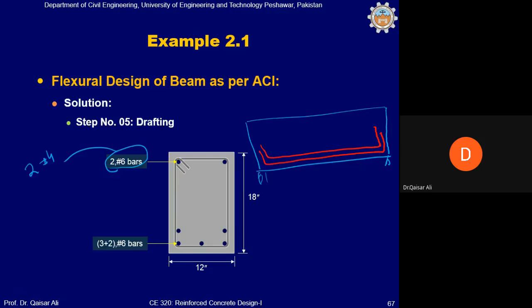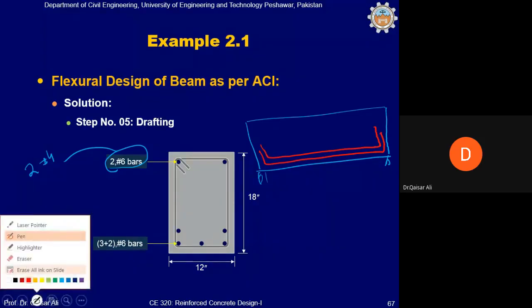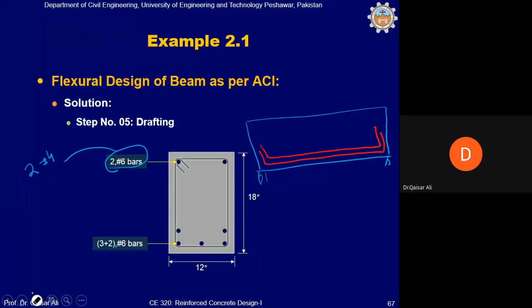Clear about? Now what you can do, you can curtail the reinforcement provided in the second layer because it will not be required from the analysis. तो आप क्या कर सकते हैं, you can provide this second layer only in the central portion of the beam, and you can curtail that at distance L by 8 from the face of the support. ये बात याद रखें.